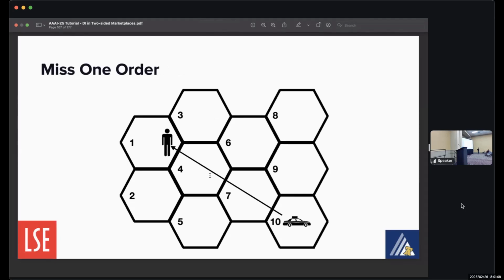But the problem here is that zone number 10 is very far away from zone number 1. So it might take a very long time for this driver to arrive at zone number 1 to pick up this passenger. Because of that, this passenger might refuse to wait and cancel the order. So in that case, we will miss one order in the future.